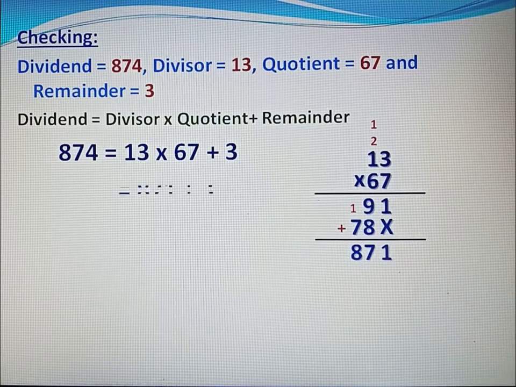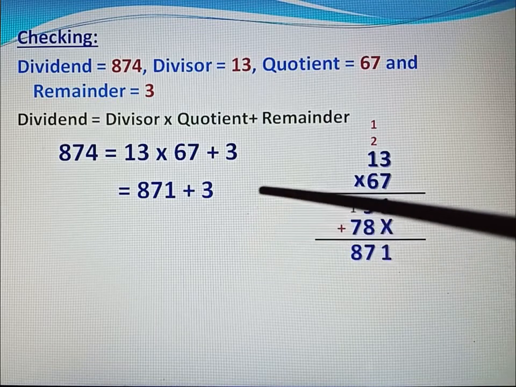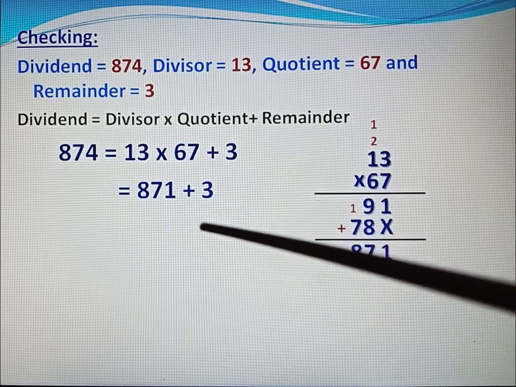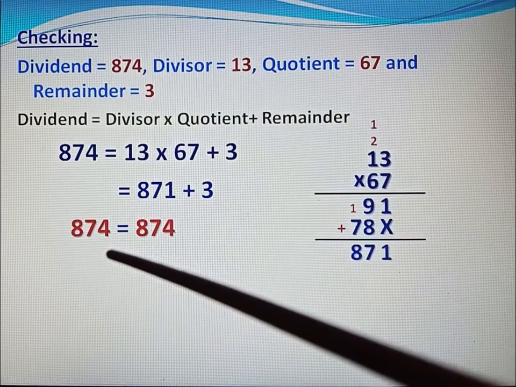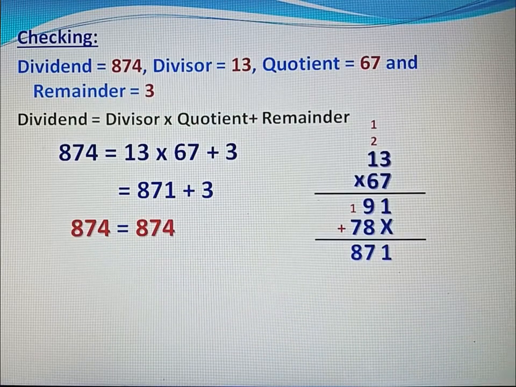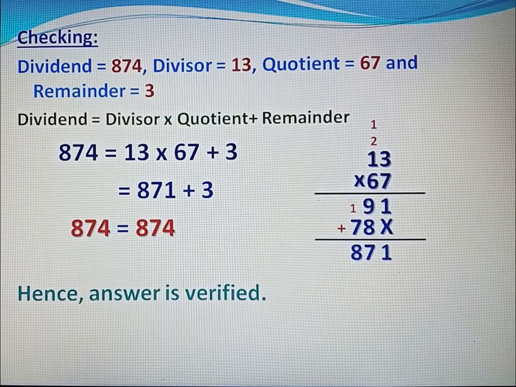Right here 871 plus 3 and then we will do addition. 871 plus 3 equals 874, and dividend equals 874. Both are equal. Hence the answer is verified.